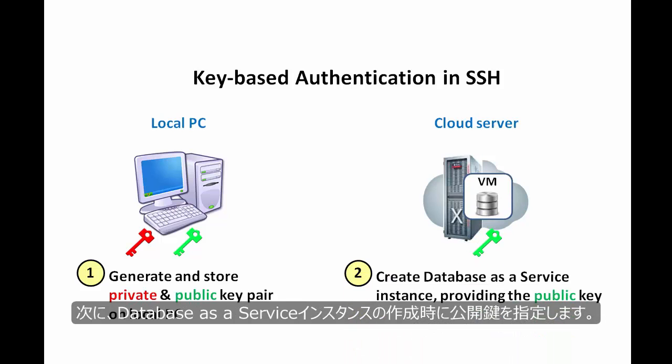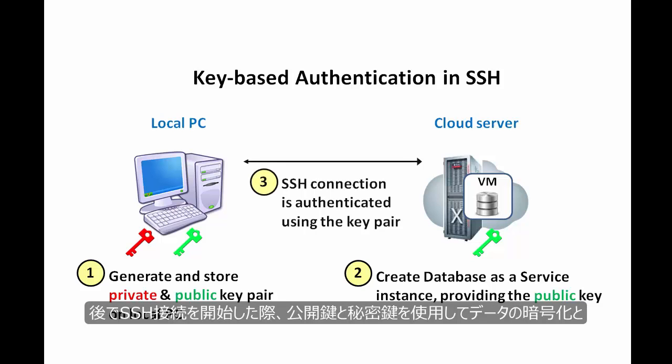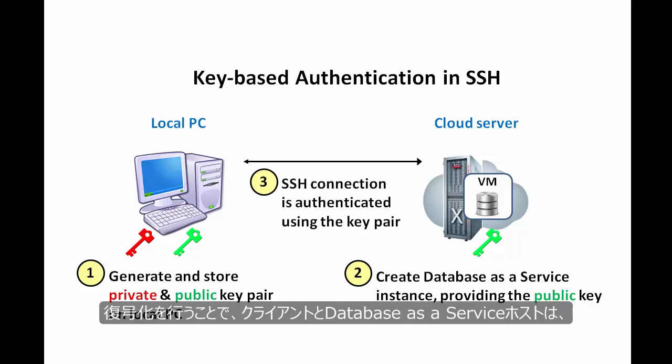Next, when you create a Database as a Service instance, you provide the public key, which gets stored on the Database as a Service cloud server. Later, when you initiate an SSH connection, data encryption and decryption using the public and private keys allow your client and Database as a Service host to authenticate each other without passing the private key across the network.